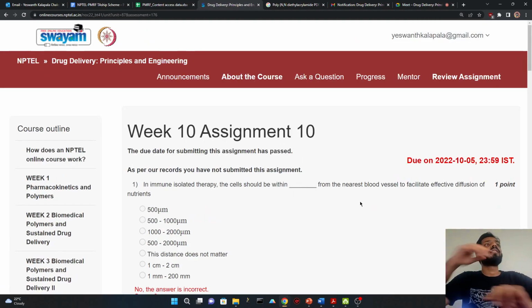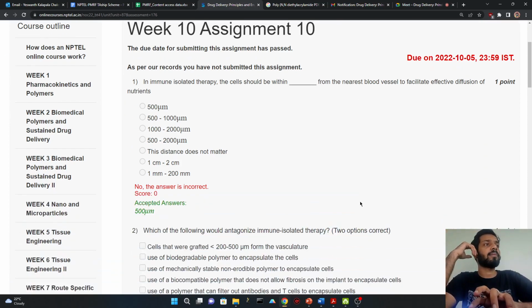In immune isolated therapy, the cell should be within dash from the nearest blood vessel to facilitate effective Option A. diffusion of nutrients. Yeah, so they shouldn't be too far, right? If they are too far, there's no proper diffusion of nutrients happening. So ideally, the distance should be in micrometers, and the lesser the better. Usually, if cells are in the range of 10 to 50 micrometers, 500 micrometers is a reasonable distance for the cells to be to facilitate this diffusion.